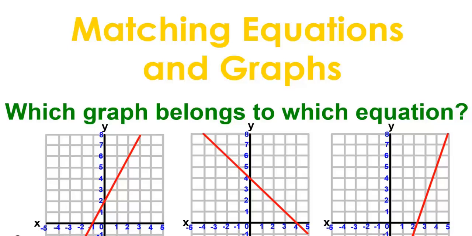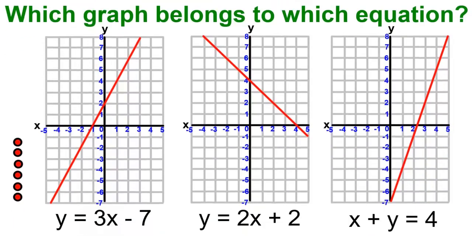Matching equations and graphs. Which graph belongs to which equation? y equals 3x minus 7, y equals 2x plus 2, and x plus y equals 4.